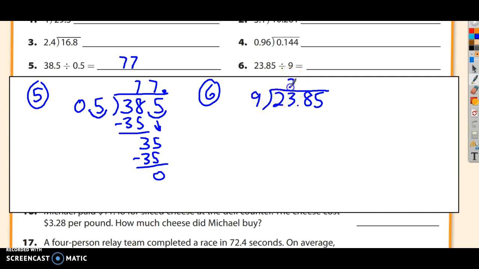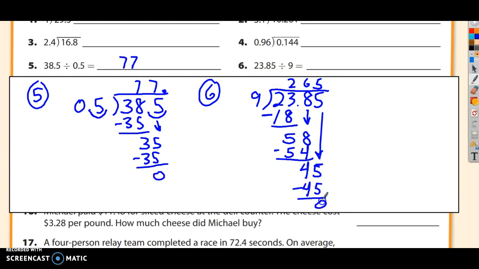9 goes into 23 twice because 2 times 9 is 18. 23 minus 18 is 5. 9 goes into 58 6 times. 6 times 9 is 54. 9 goes into 45 5 times. 5 times 9 is 45. I'm done dividing. Decimal goes straight up. You get 2 and 65 hundredths. Okay, good job. We are done with the first few problems on page 128.